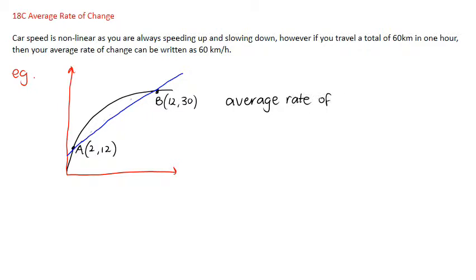So we get average rate of change equals y2 minus y1 over x2 minus x1. Looking at it, will it be a positive or negative rate of change? Positive. Good. So then just 30 minus 12 and 12 minus 2.